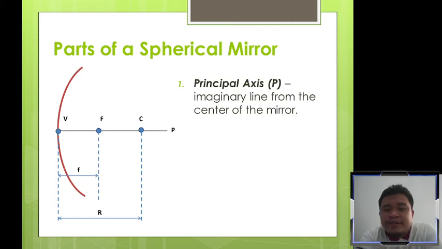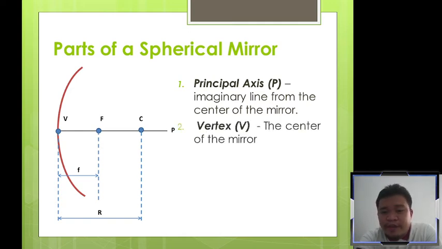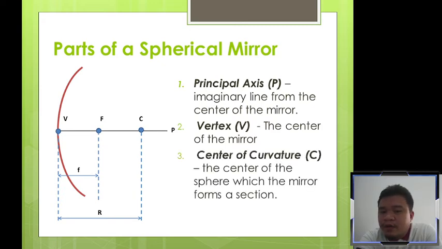Now let's talk about point P. We will call this your principal axis. This is an imaginary line from the center of your mirror. Now for the vertex V, this is the center of our spherical mirror. The center of curvature is the center of the sphere in which the mirror forms a section.